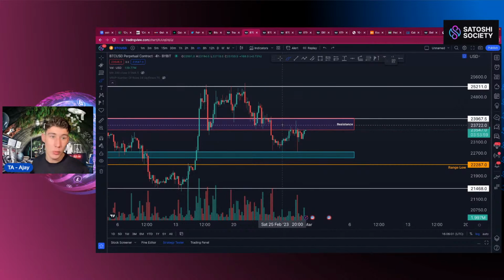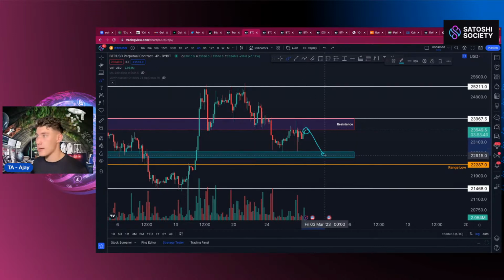What we know is that Bitcoin is ranging. What we know right now is that Bitcoin is ranging between these resistance and support levels. That's all we know right now. So yes, there's a chance we could get rejected from here and pull back to this support.